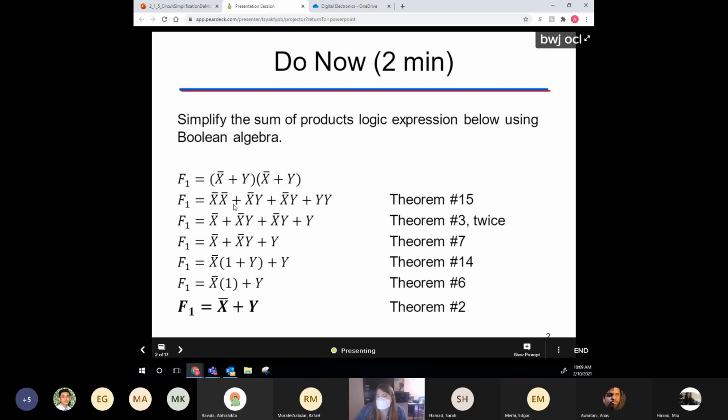And then we can use theorem number 3, which tells us x times x equals x. So the first minterm, we can simplify to not x. And the last minterm, we can simplify to y. And then we can use theorem number 7, which tells us that x plus x equals x. So we've got not x times y plus not x times y. We'll just get not x times y.